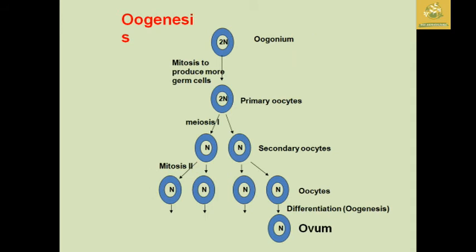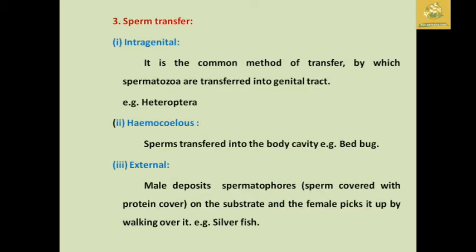After that, as in spermatogenesis, we can see the oogenesis process, where the oogonium, the primary cell, which is 2N, is converted by the mitosis process to produce more germ cells and used to form primary oocytes. Meiosis 1 takes place, where the secondary oocytes are formed, and meiosis 2 is used to form 4 different cells, where the oocytes are differentiated by oogenesis and the ovum is formed.